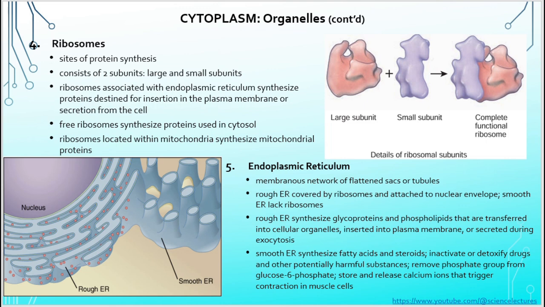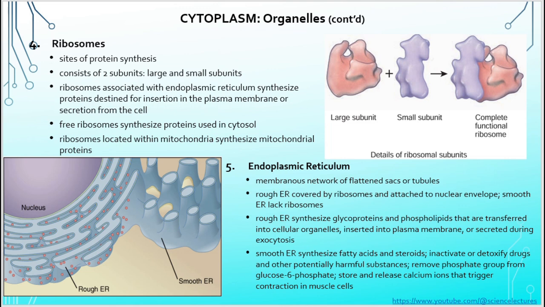Rather, it synthesizes fatty acids and steroids such as estrogen and testosterone. In liver cells, enzymes of the smooth endoplasmic reticulum help release glucose into the bloodstream and inactivate or detoxify lipid-soluble drugs or potentially harmful substances such as alcohol, pesticides, and carcinogens. Carcinogens are cancer-causing agents.